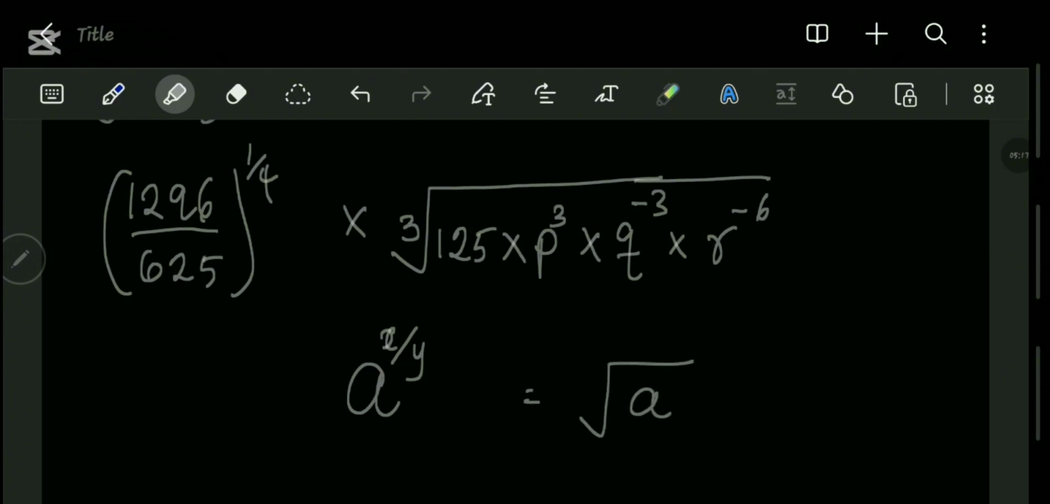But the denominator of this fraction on top here will determine what kind of root you are actually taking. So the denominator of the fraction here is y. So I'm taking the y root of a, then raised to the numerator, which is x. I believe this is clear.